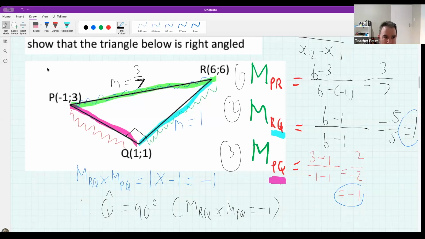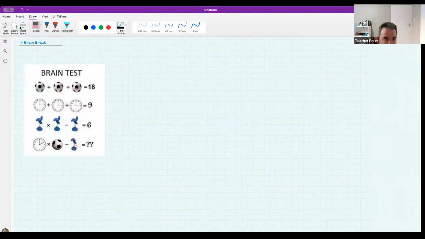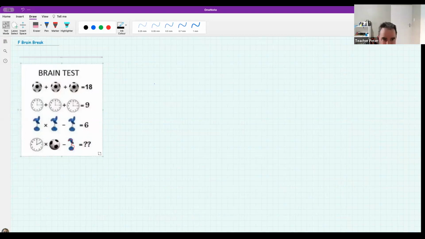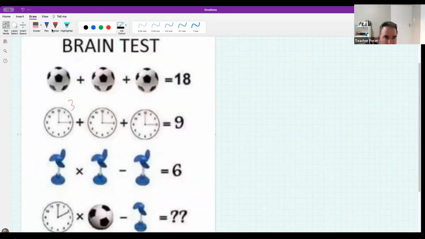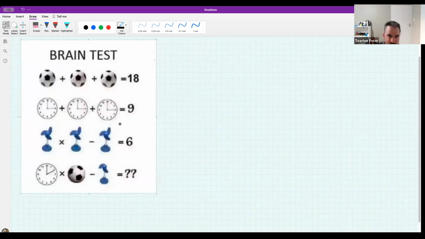Okay. I hope that your brain and body are feeling somewhat less intense and that your concentration has been reset. So I want you to solve this problem for me. This is our brain break for today. What is a clock times a soccer ball minus a fan? What do you think that's going to be?